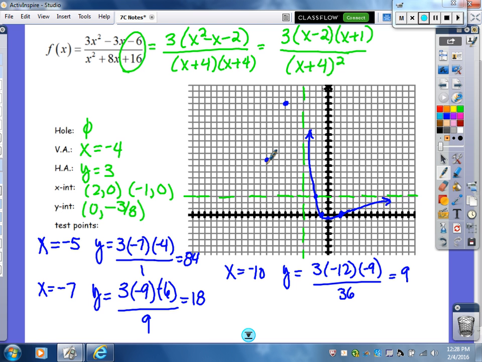Okay, one more point. Like I said, I jumped pretty far down here. I wanted to see how quick I get to that asymptote, and I'm tired of plugging in points. So I jumped to negative 20. So y is equal to, all right, negative 20. What do we get? 3. Negative 20 gives me negative 22.